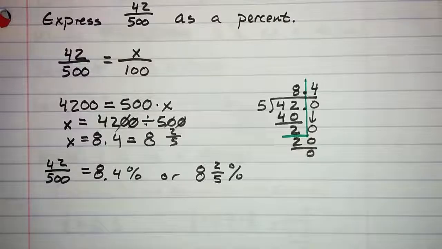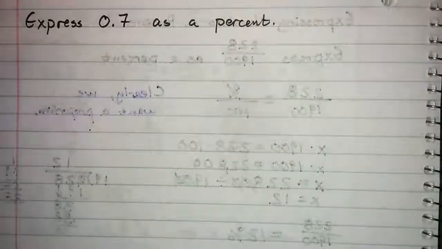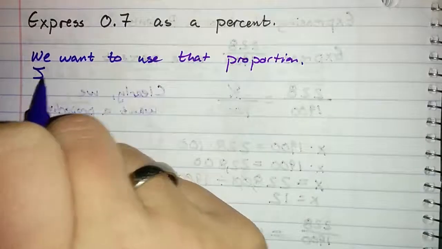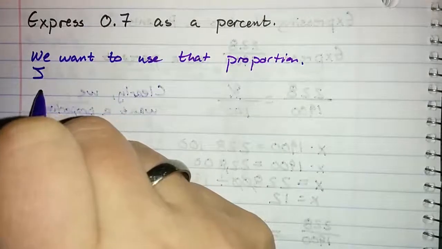Let's say we want to express 0.7 as a percent. Now, I could write this decimal in fraction notation and get a fraction that way, but I'm not in the mood for that. I want to keep with decimal notation for this problem. That way would be a correct way, but let's see what happens if we just stick with decimal notation. This is the move we're going to make. We really want to use that proportion. So our move, we're going to just write this number we have over 1.